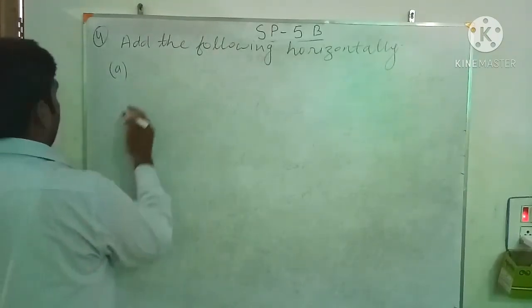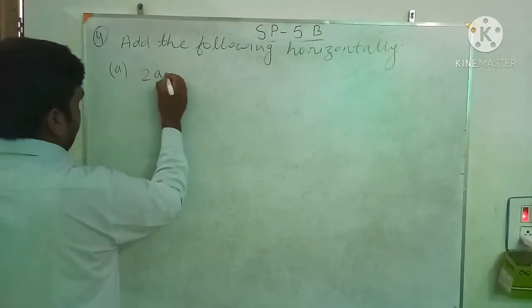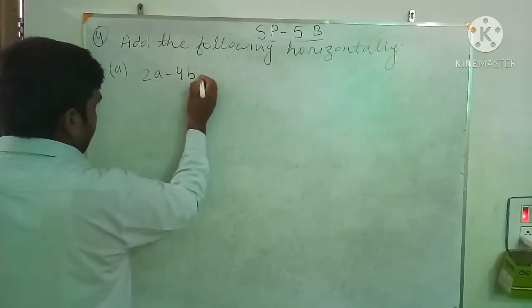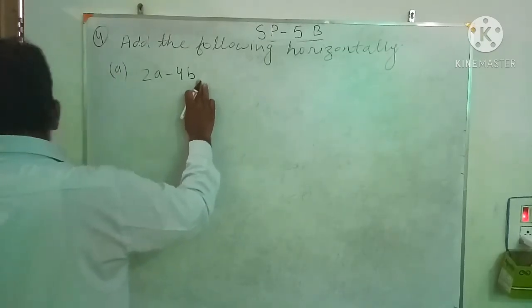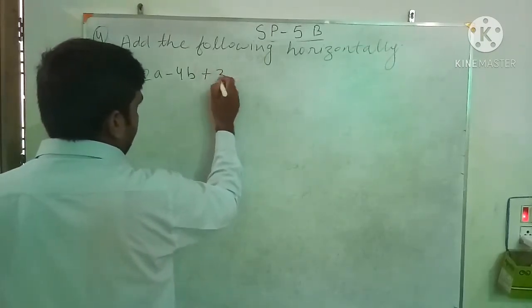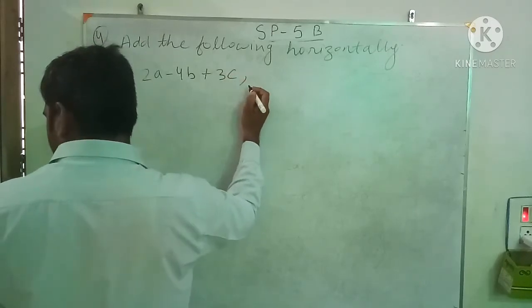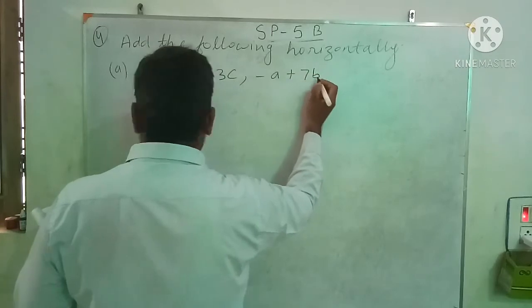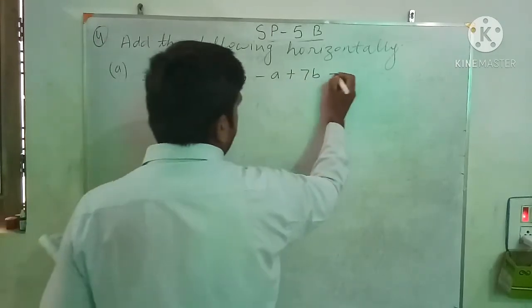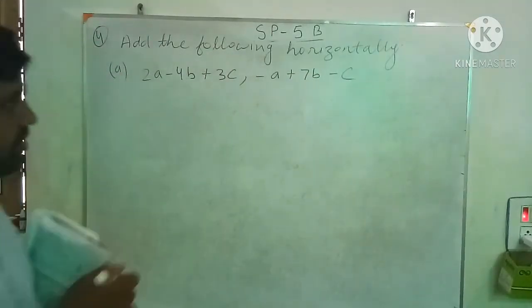The first polynomial is 2a minus 4b plus 3c. The second polynomial is minus a plus 7b minus c. Now we have to add this horizontally.